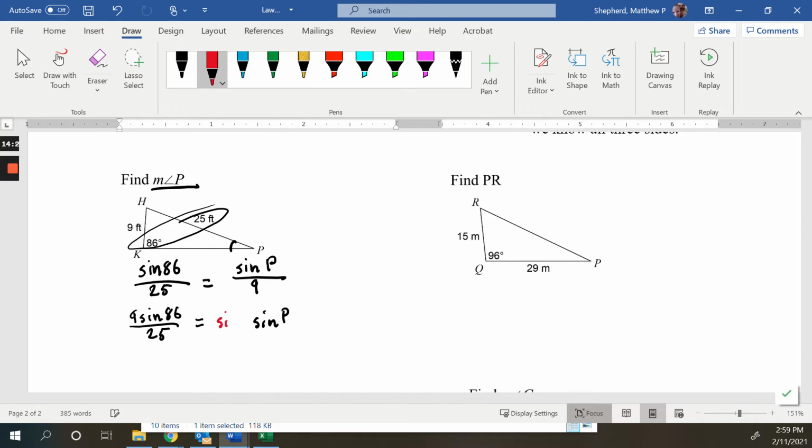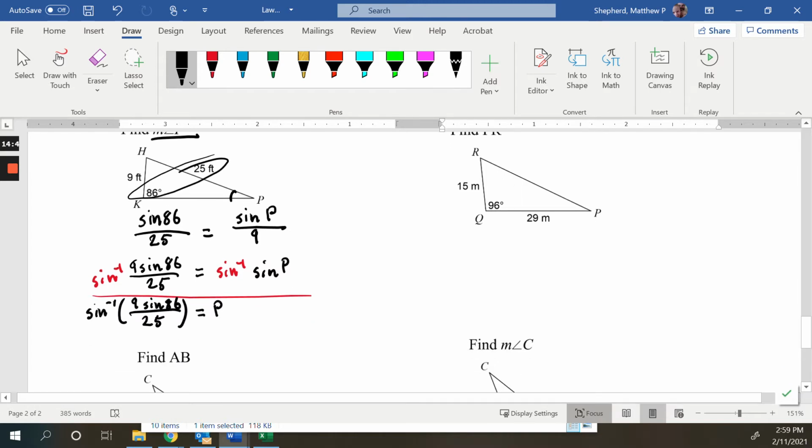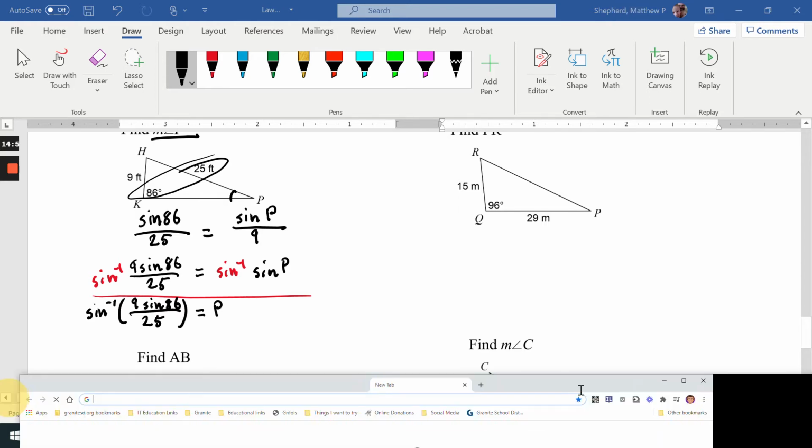All right, to get rid of the sine, we need to do the inverse of sine. So that'll give us P is equal to the inverse of sine of 9 sine of 86 over 25. So that's going to be our exact answer. That looks like a bit of a monstrosity.